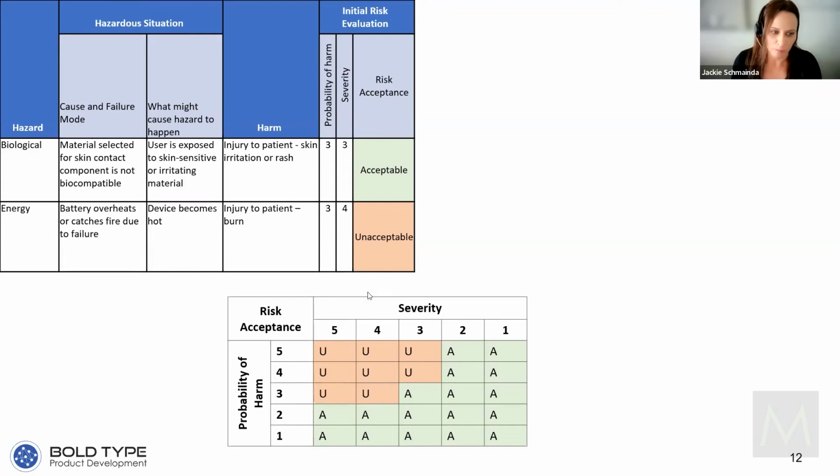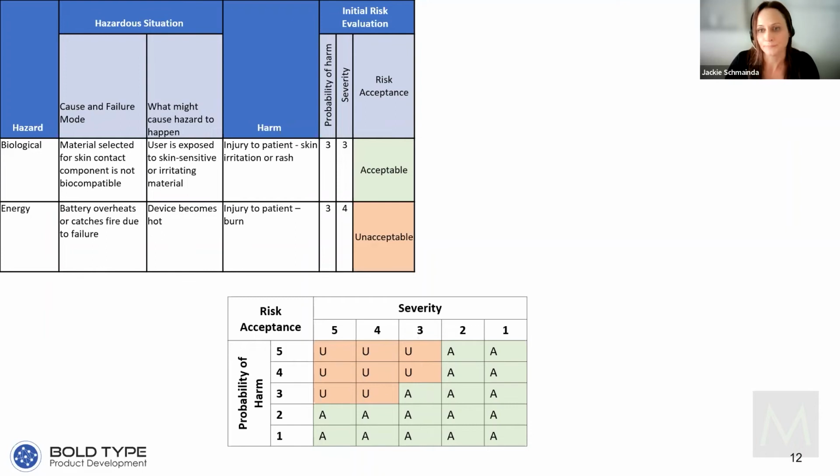But in this example below it, where we have an energy risk, where a possible overheating of the battery may contribute to a burn to a patient, the probability might be a 3 prior to risk control, and the severity is a little higher. That leads to an unacceptable risk for our risk acceptance criteria. And an unacceptable risk, as we know from the earlier slides, safety is freedom from unacceptable risk. This would require us to do, for sure, some type of mitigation to mitigate that potential risk to the patient or user.